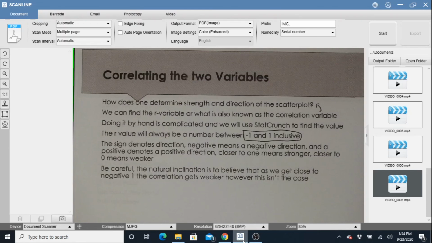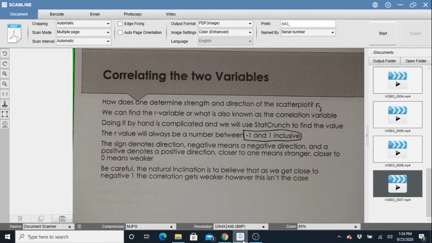But the thing you have to be very careful with, and I tell my students this all the time, is that going towards a negative number, so getting a -1, does not mean weak. Essentially, the sign only denotes the direction. So we talked about having a positive direction and a negative direction. If we have a negative number, that just means it's going in a negative direction. And if we have a positive number, that means we're going in a positive direction. Closer to -1 means we're getting strongly negative.